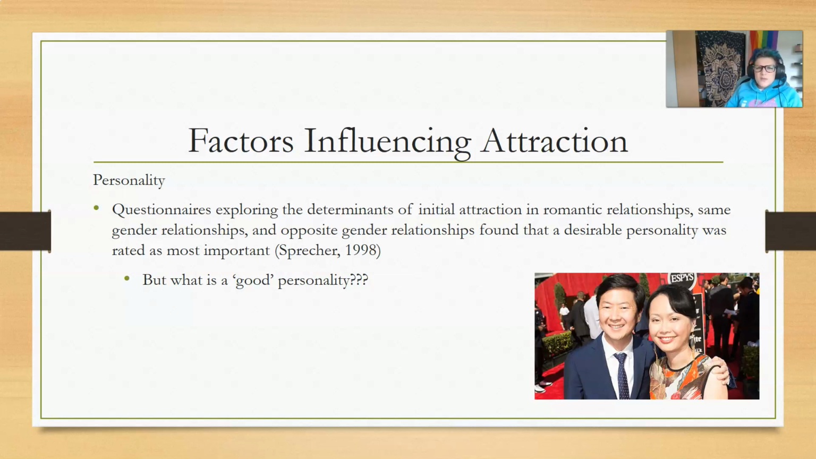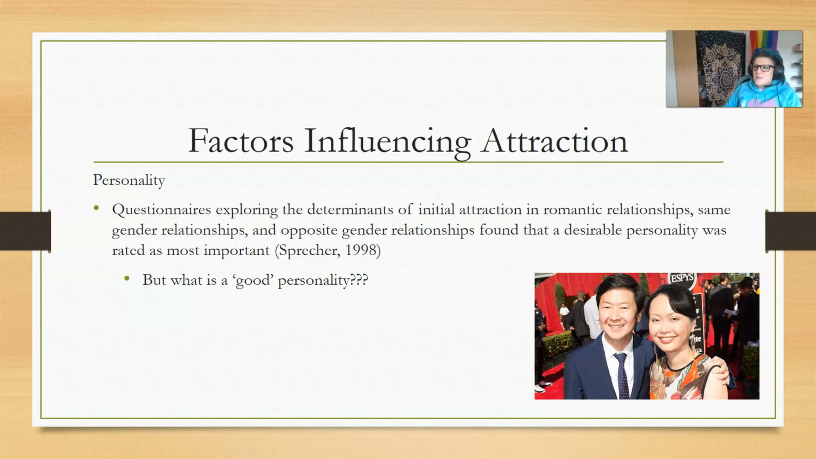Questionnaires exploring the determinants of initial attraction in romantic relationships, same-gender relationships, and opposite-gender relationships, found that a desirable personality was rated as the most important. But of course, people vary wildly in what they think a good personality is. For example, your friends will think that you have a fantastic personality, but other people, perhaps that don't like you, or you don't like, might think that they don't have a good personality. But again, their friends probably think they do.